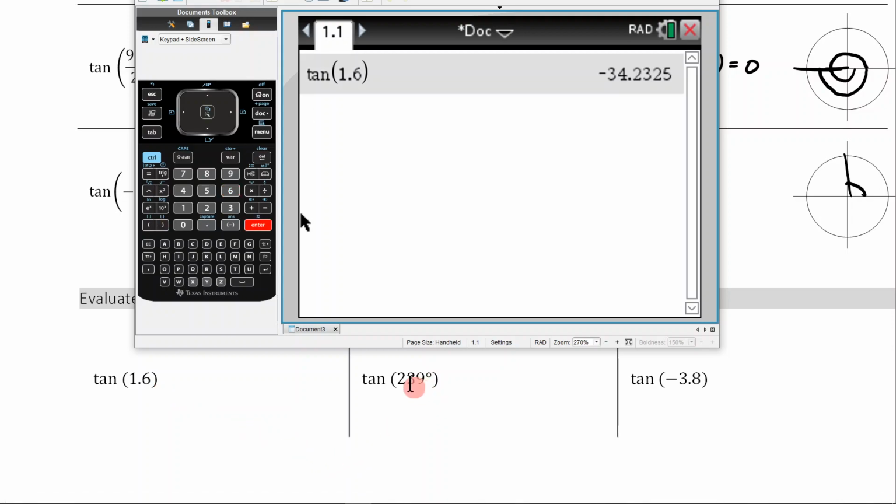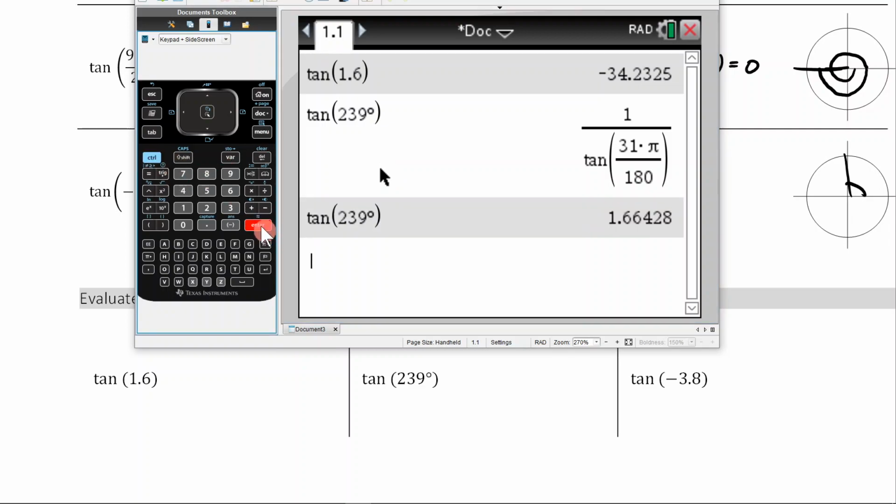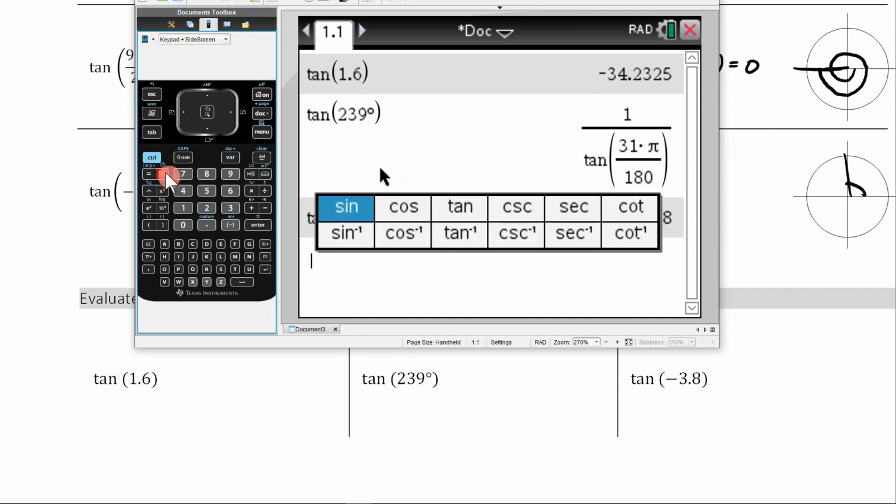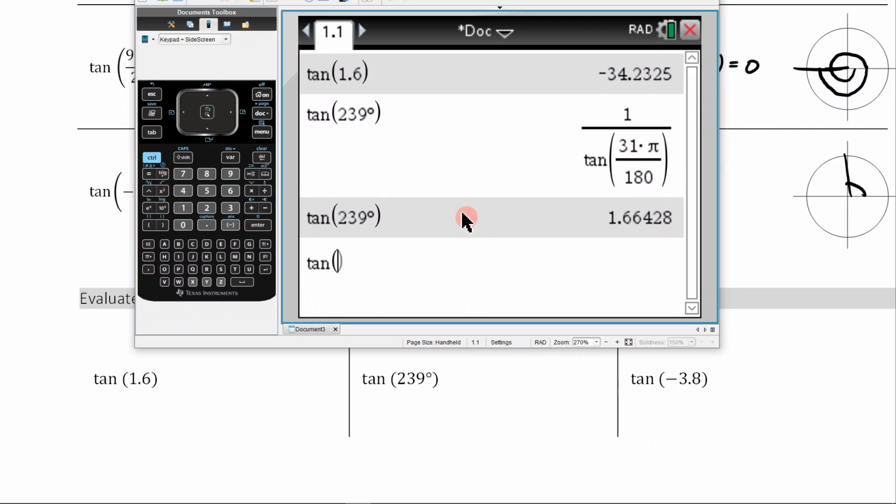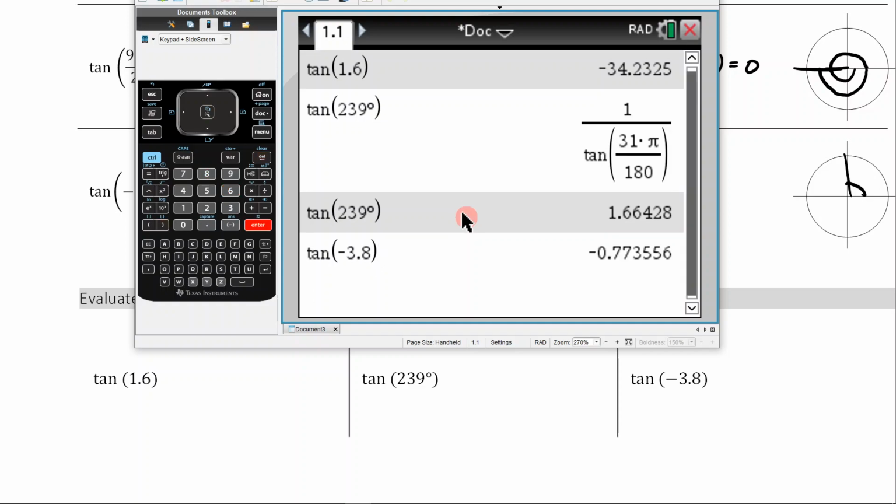The next one is degrees. So I'm going to go again, trig tan 239. And then, because it's degrees and my calculator is in radians, I need to make sure I tell the calculator this is degrees. So I do that. Oh, and it gives me that funny answer there because I need to hit Control equals to give me what I want. And then the last one is going to be trig tan negative 3.8. It's in radians, so I don't have to change anything. Hit enter, there it is right there.